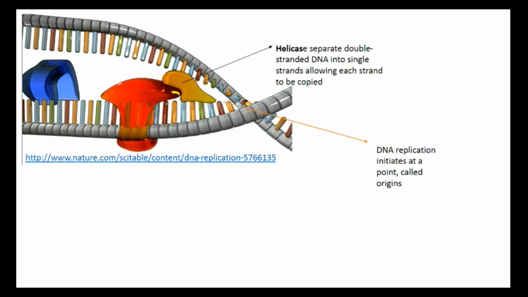After it has been separated, what we call an SSB attaches and prevents these two strands from reforming the helix. After that, DNA replication initiates at a point called the origin. Okay, let's move along then. When you look at that diagram, it says the origin of replication.